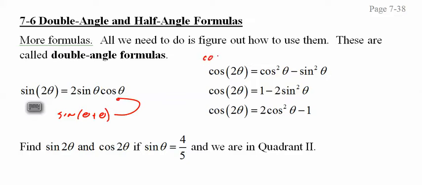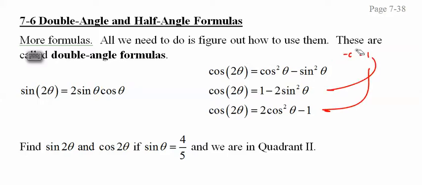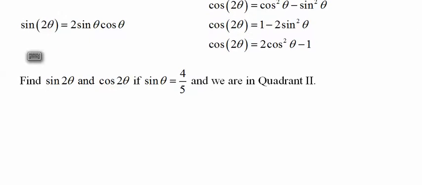Same thing here. We did cosine of theta plus theta, and then we used the trig identity of sine squared plus cosine squared equals 1 to make a couple more. I don't know which one comes first. It doesn't really matter. Now you got to get used to applying them.